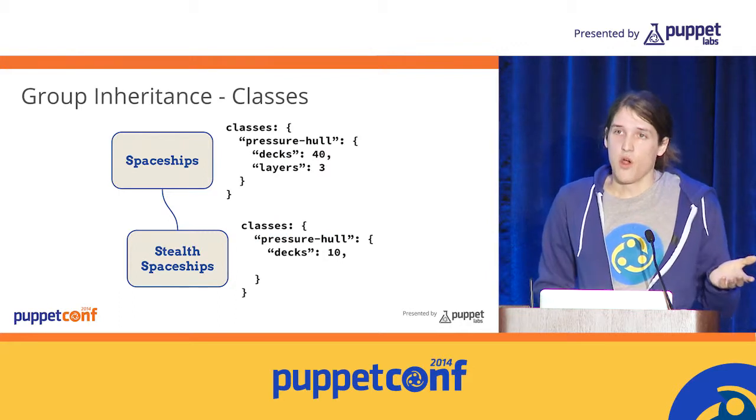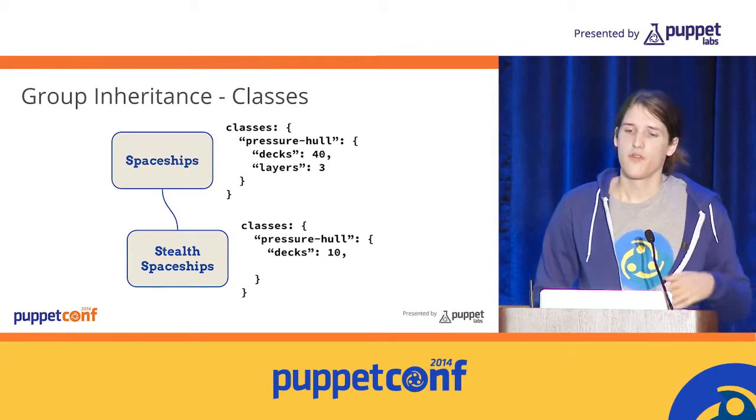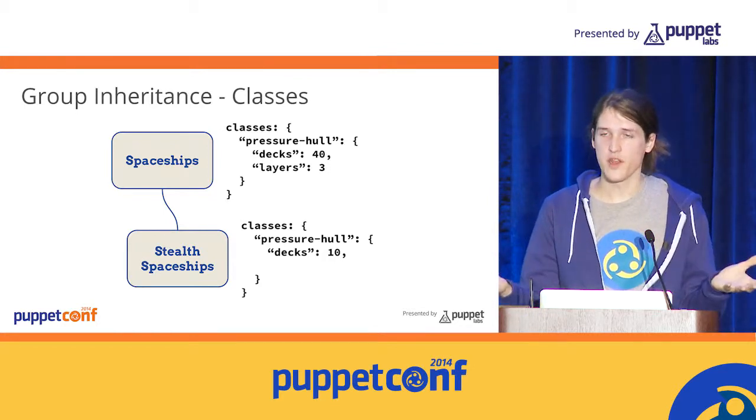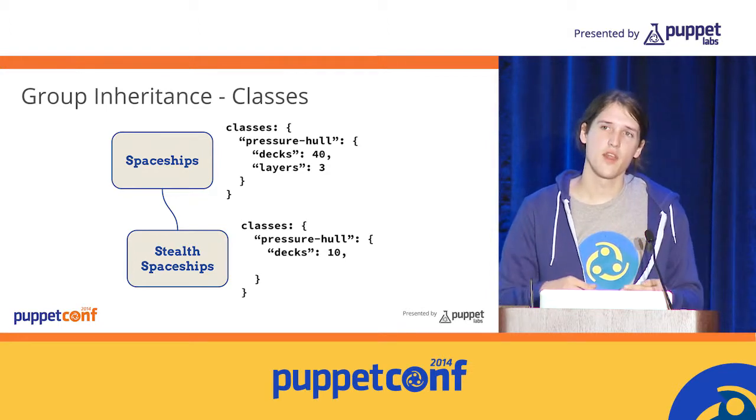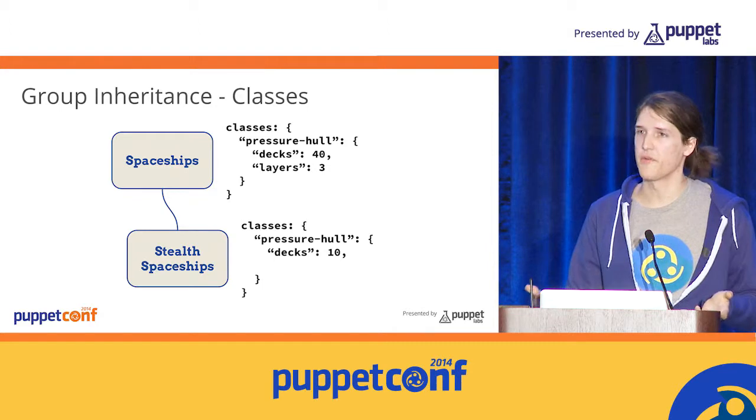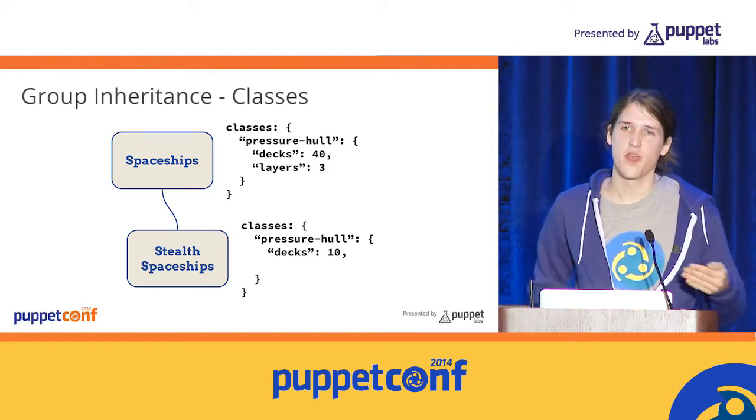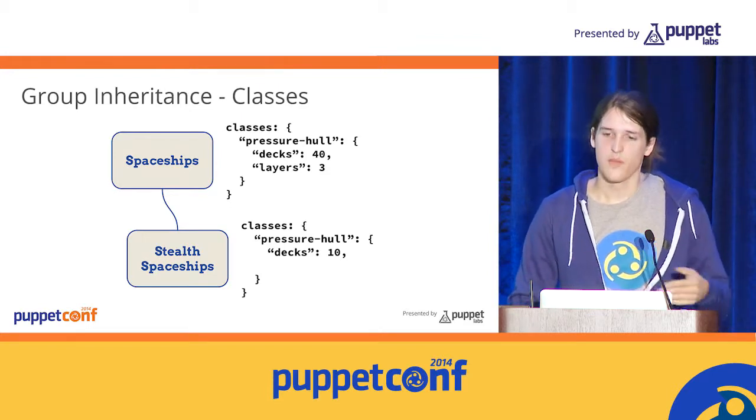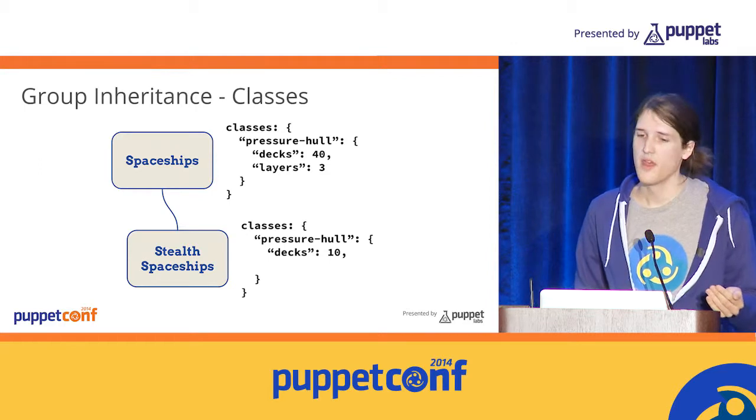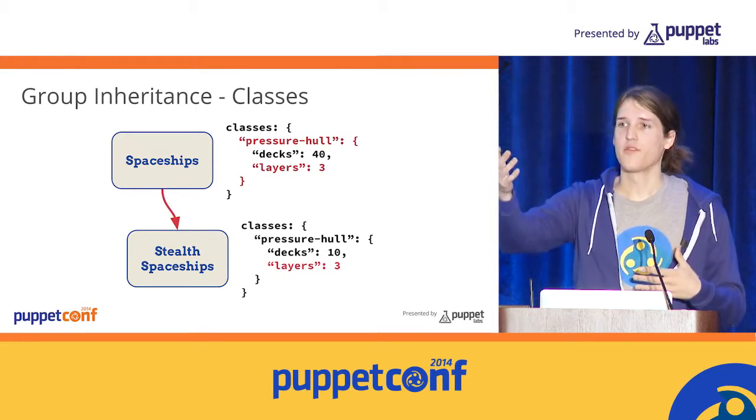And finally, we can override the specific values of class parameters. So let's say that the spaceships group set 40 decks in our pressure hull. And then we had a more specific group, stealth spaceships. And these spaceships are going to be a little smaller to not have as much of a sensor signature. And so we say that they only have 10 decks each. Now, because these are both talking about the same specific class parameter value, the lower one is going to override the one that it inherits from its parent.